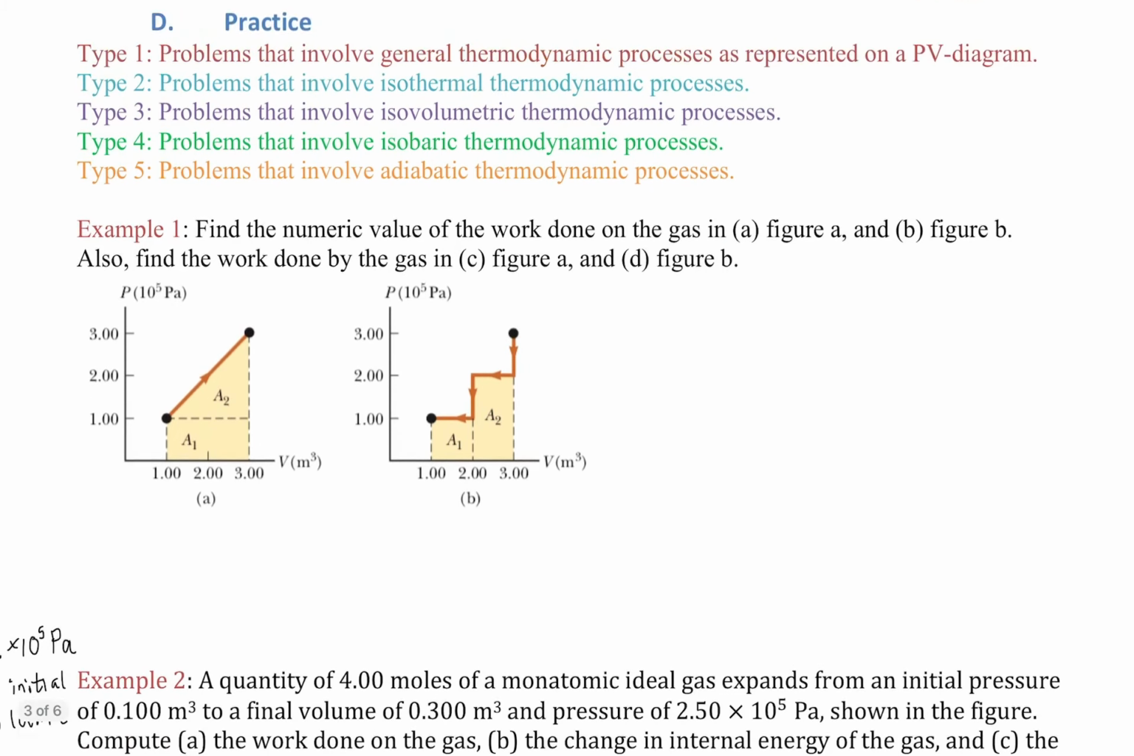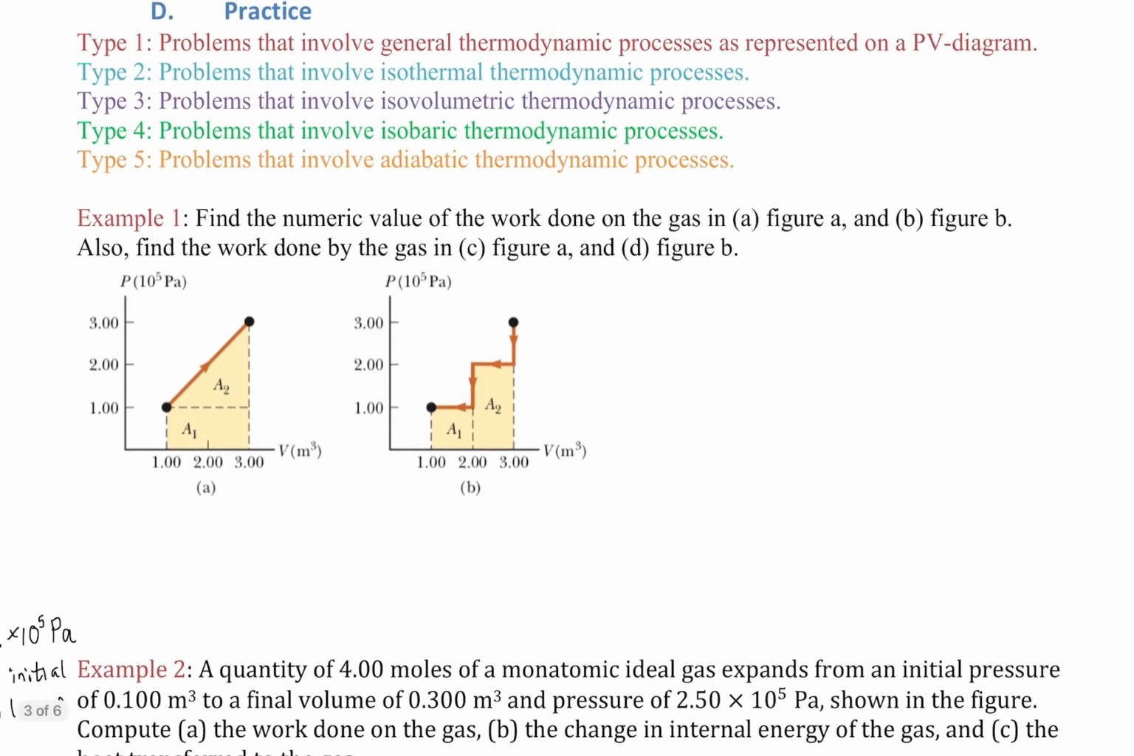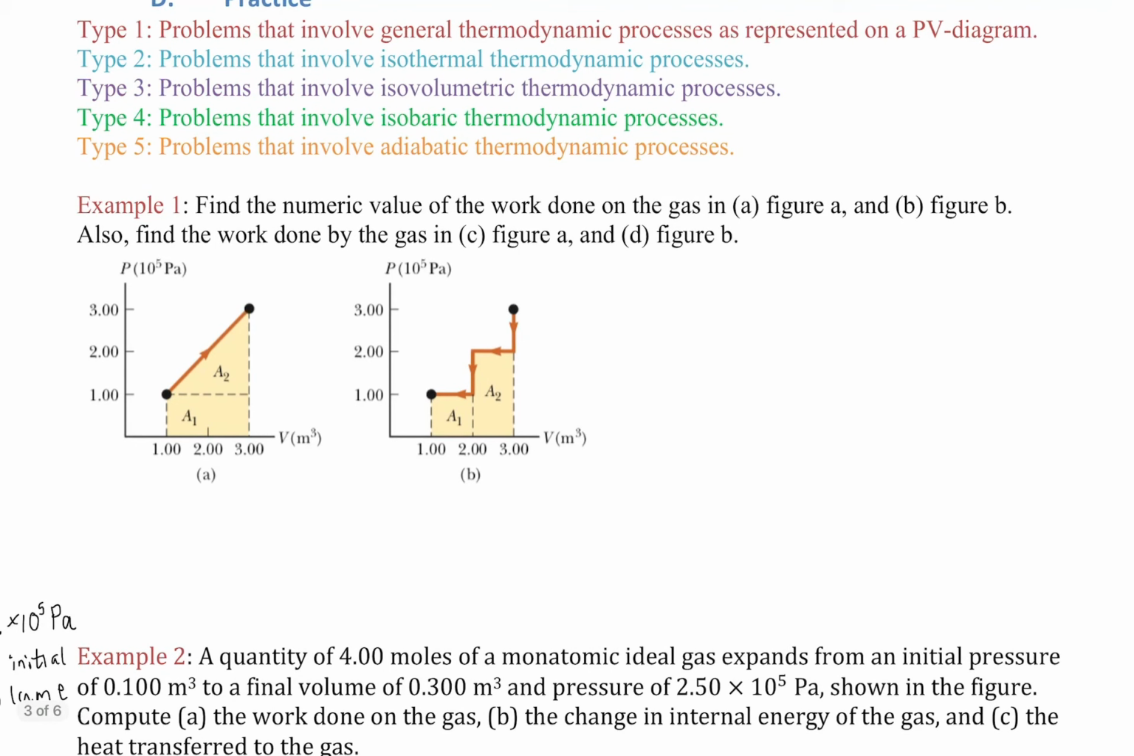Okay. So first, let's do a couple that are a general thermodynamic process that doesn't fall into any of these common categories. All right. So let's look at these 2 PV diagrams, right? So pressure as a function of volume, 2 examples. And we want to find the numeric value of the work done on the gas in figure A and figure B, okay? So the work done on the gas should be the area under the curve. But the question is, will it be negative or will it be positive, okay?